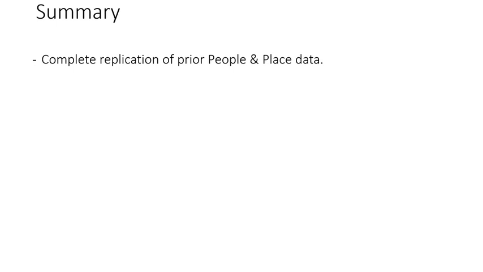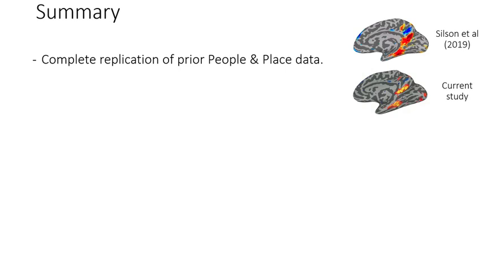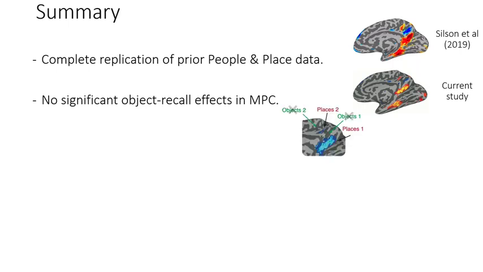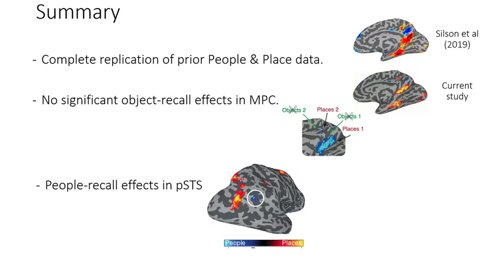Okay, so just to quickly summarize, what I've shown you here today is that we have provided an independent and complete replication of our prior people and place data, and just eyeballing these two medial surfaces, you can see how strikingly similar these data are. We found no evidence, or at least no significant evidence, for object recall effects within medial parietal cortex itself. We found some people recall effects in the posterior STS of the right hemisphere and place recall effects in the frontal eye fields bilaterally. So what do I think all this means?